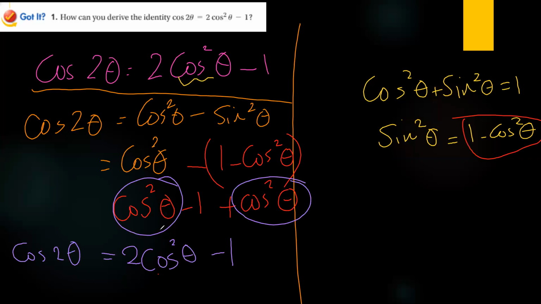So don't forget, in order to find cosine 2 theta, we have 3 identities: cosine squared minus sine squared, 2 cosine squared minus 1, and 1 minus 2 sine squared. We will use them later on, but here we saw how we can derive them.